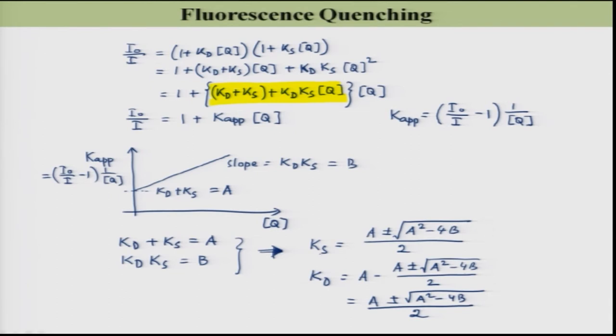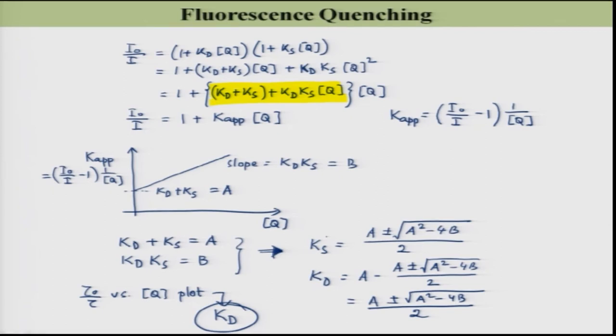One of them will be Ks, one of them will be Kd, but from the lifetime dependence, from the tau 0 by tau versus Q plot, we already know what is the value of Kd. So, this is already known. So, we will calculate the value of Ks. So, this is not so difficult to find out the value of Kd as well as Ks when there is a combined quenching. That means combined static and dynamic quenching.